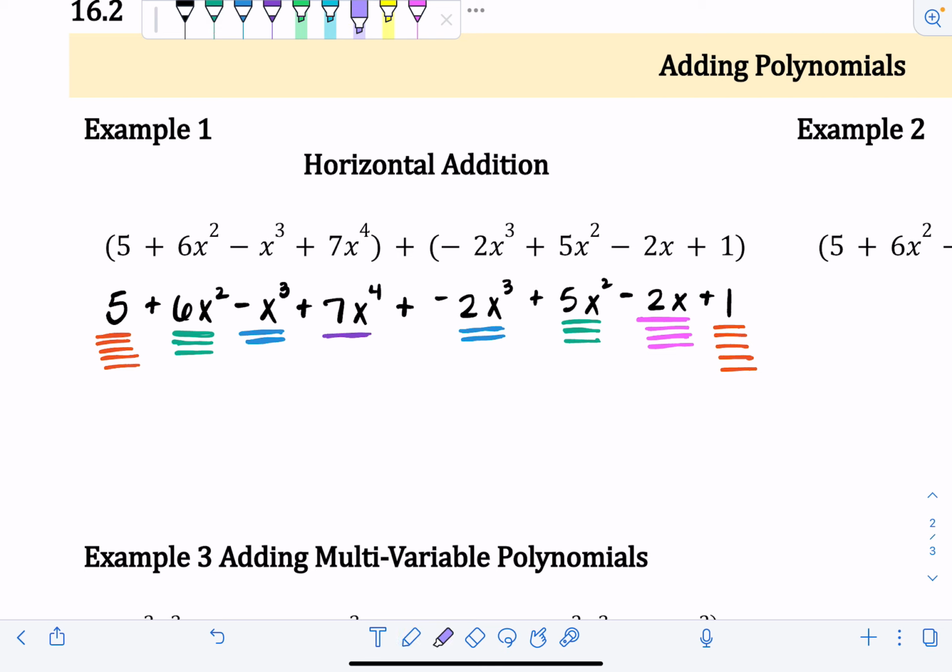Okay, so now we're going to start with our highest power. So we're going to use 7x to the fourth. It doesn't have any like terms, so I'm just going to bring it down.